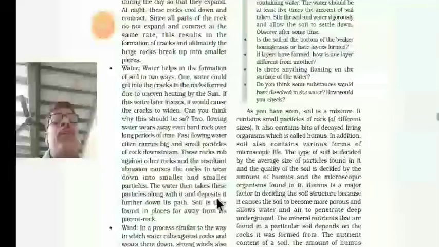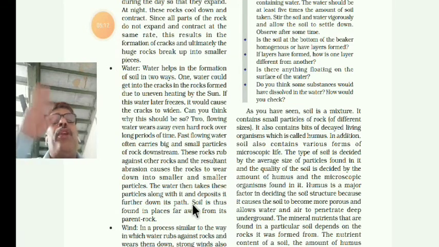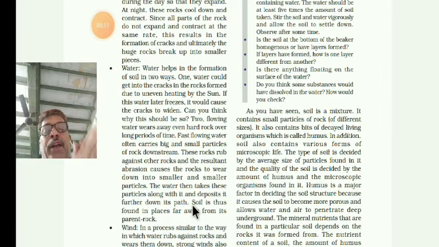So in this way the water carries the particles along with it and deposits them further down its path. Along the moving direction, where the particles are gathered, soil is thus found in places far away from its parent rock. So from the parent, meaning from the mother, along with the streams it will be collected in some other place.